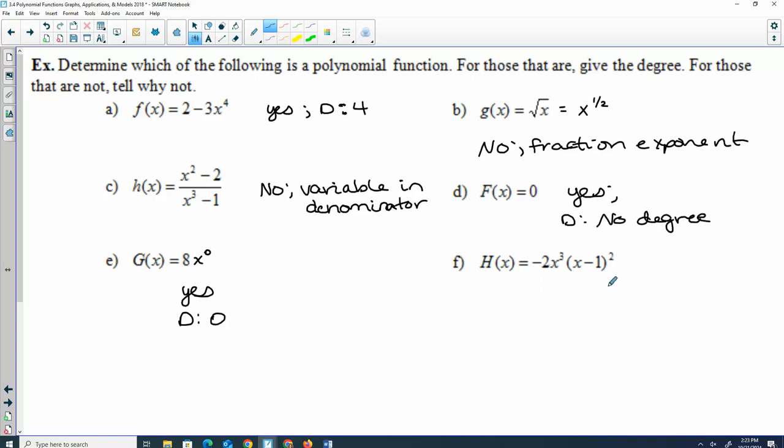F. This one is factored. But if I multiplied it all out, would it look like our definition of a polynomial?